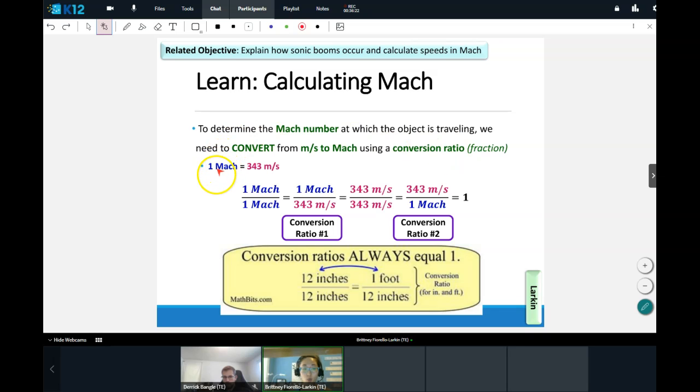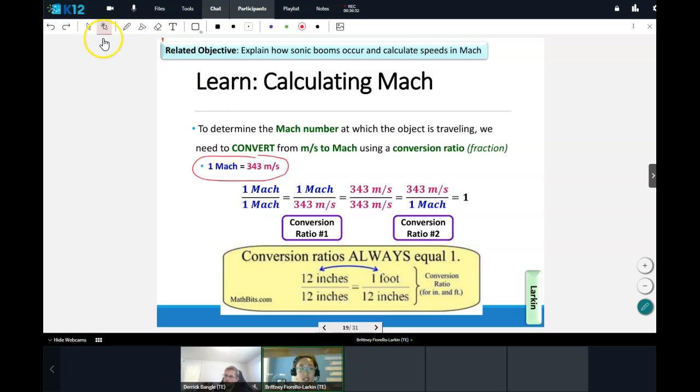So we know that 1 Mach equals 343 meters per second. This is just a measurement. This is how we've determined what Mach is. But here's the thing, you can actually put that into fraction form and make a conversion ratio. Now, the reason this works is because 1 Mach divided by 1 Mach equals 1. Anything divided by itself equals 1. Smiley faces, emojis in the chat if that makes sense. 1 Mach divided by 1 Mach just equals 1.